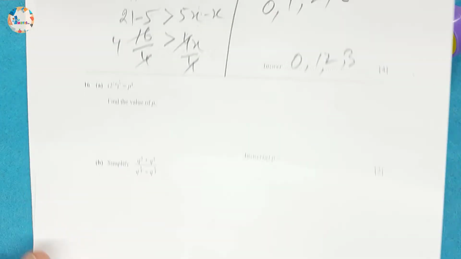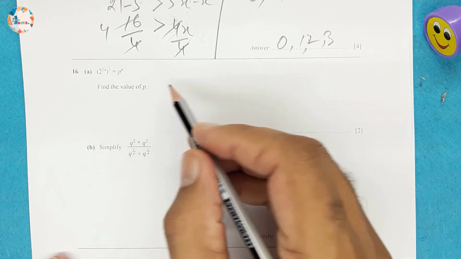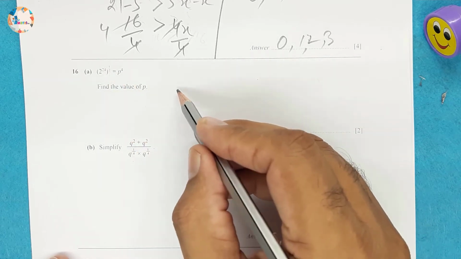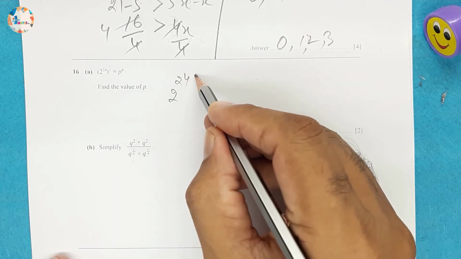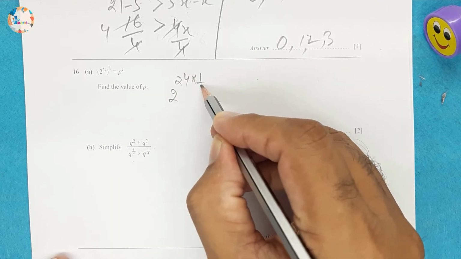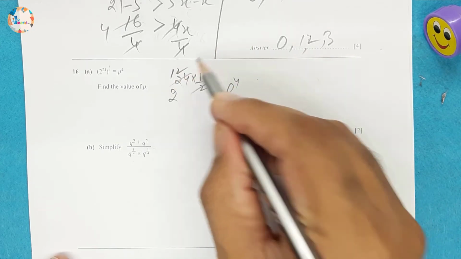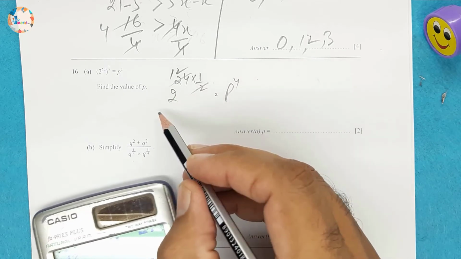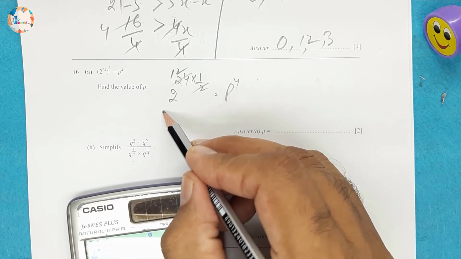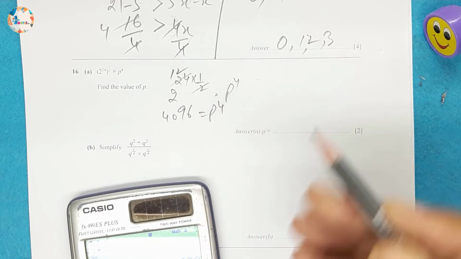Now question number 16, this is basically an indices question. Find the value of p. So we can write here 2 raised to the power 24, whole, multiplied by 1 by 2 is equal to p^4. This will be equal to 12, so 2 raised to the power 12 will be equal to 4096, which is equal to p raised to the power 4.